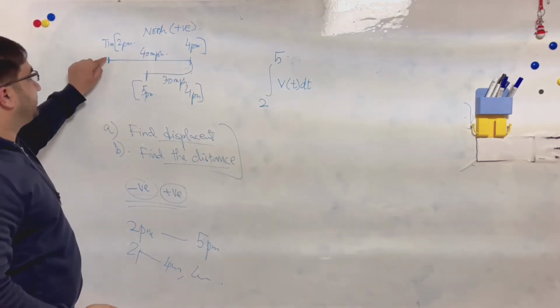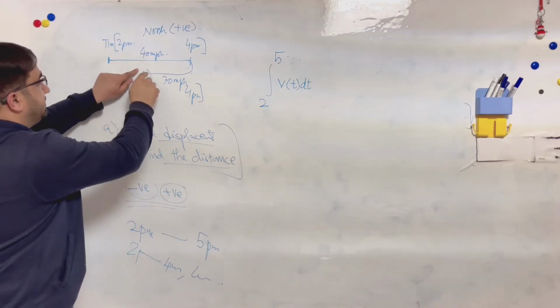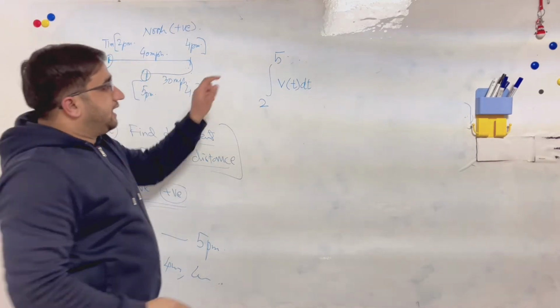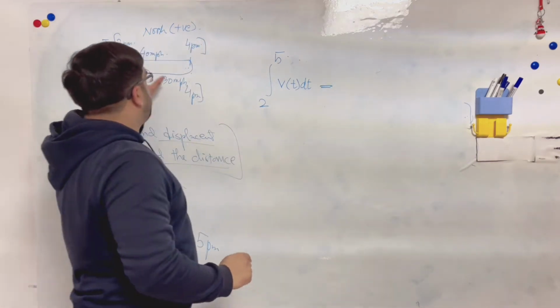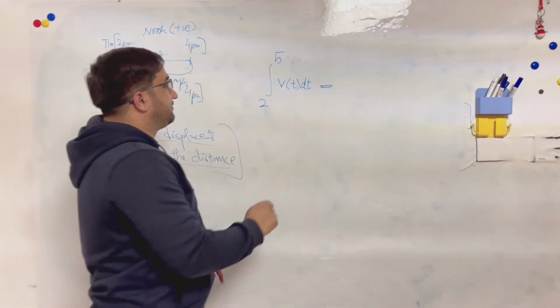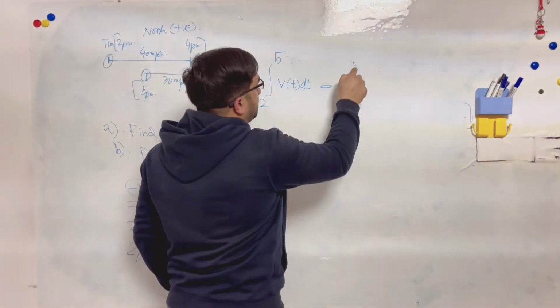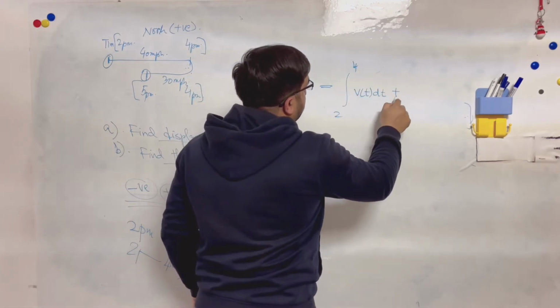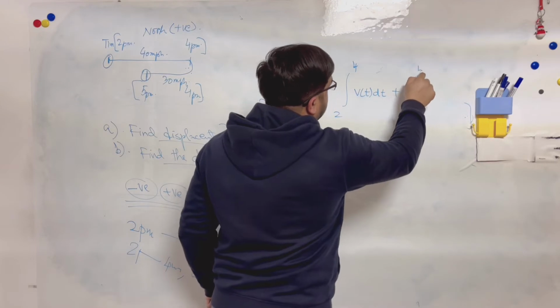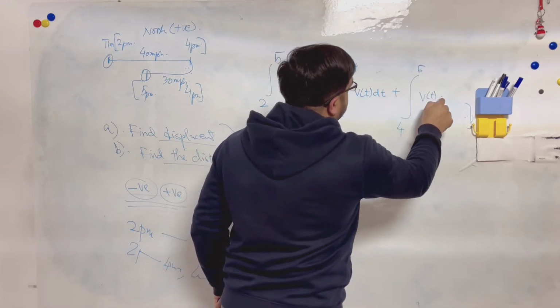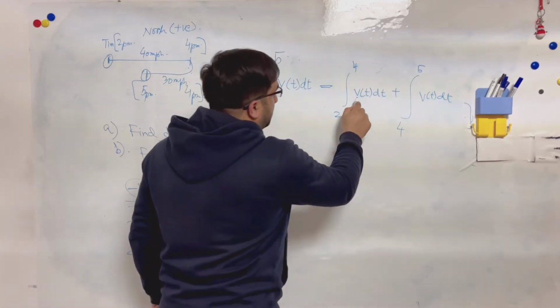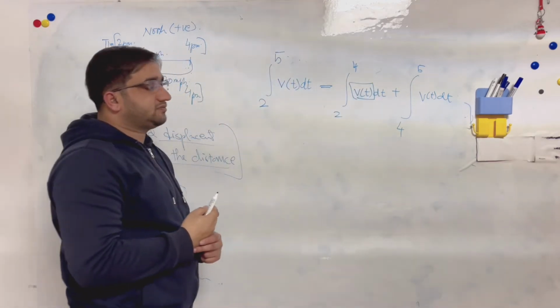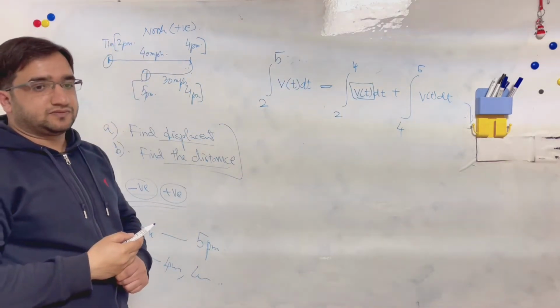The total travel started at 2 and ended at 5. I am going to split it into two parts, the positive and the negative. So it becomes the integral from 2 to 4 of the velocity function dt, plus the integral from 4 to 5 of the same velocity function dt. Now, they both will give the same answer.